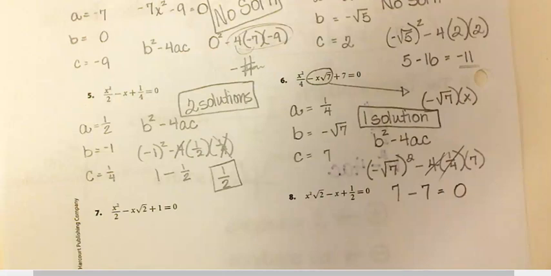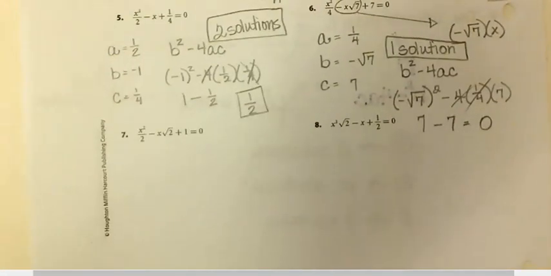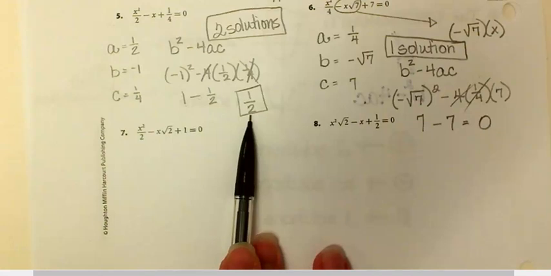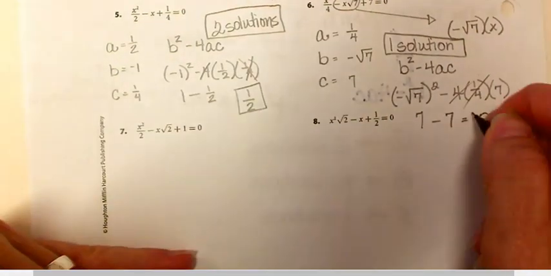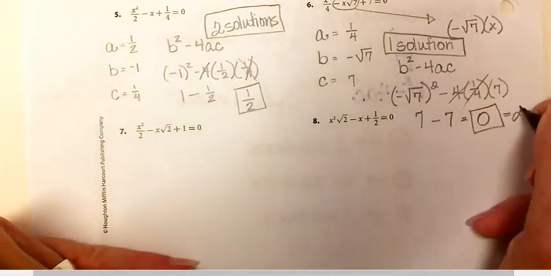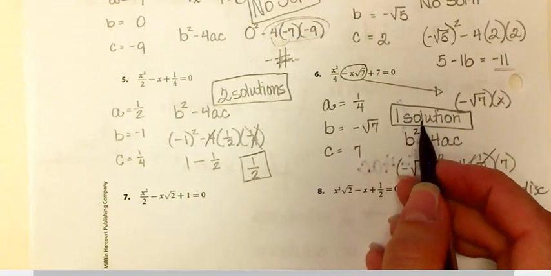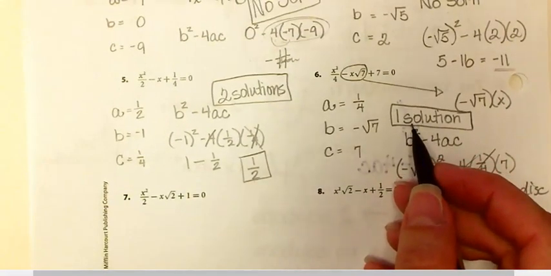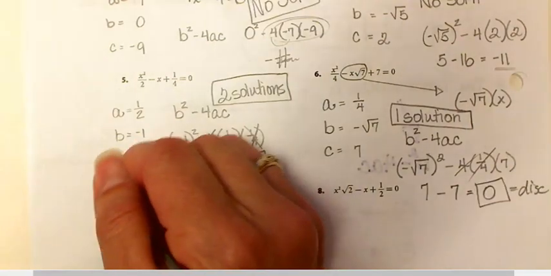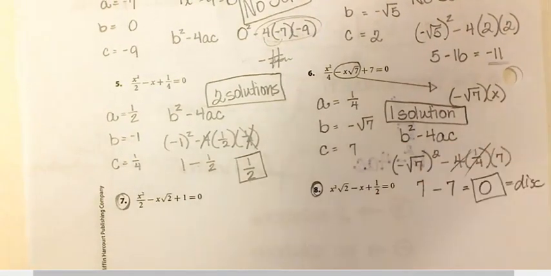Okay. Here's what I want you to do. I want you to do 7 and 8 by yourself. Box what the discriminant turns out to be, and box the number of solutions that you get. You're not finding the solutions yet. You're just telling me how many there are. So 7 and 8 are for you to do on your own.